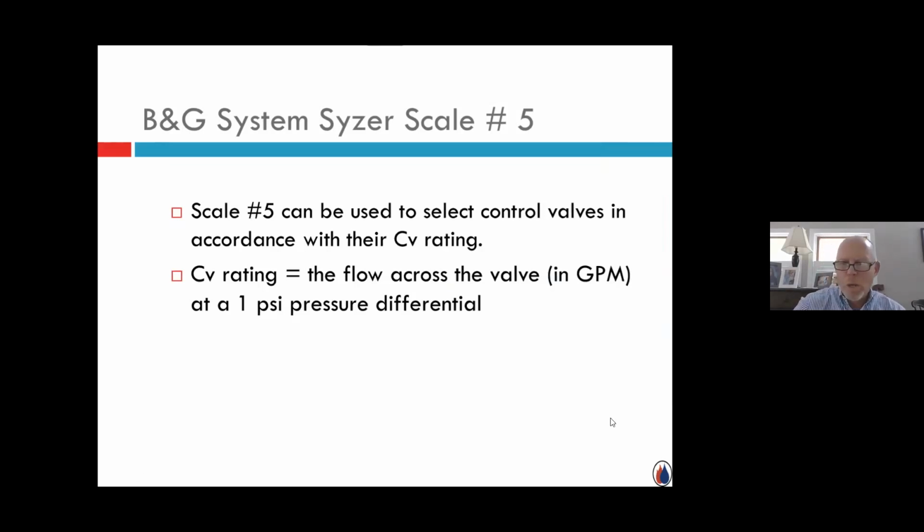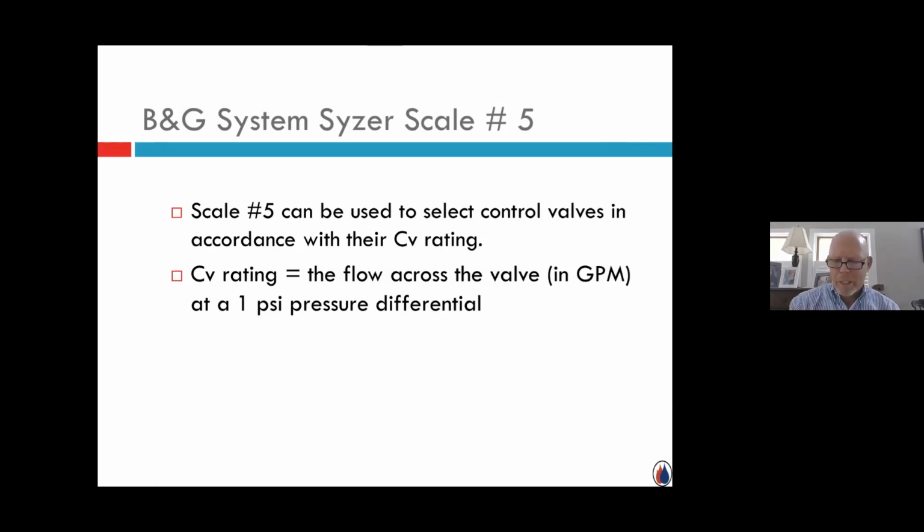Whatever flow rate that is across that valve's orifice to cause this 1 pound drop becomes that valve's known CV of X: 5 gallons a minute, 2 gallons a minute, 30 gallons a minute. Whatever the flow rate was to cause that 1 pound pressure drop, which the valve manufacturer tests. Every valve has a CV rating.